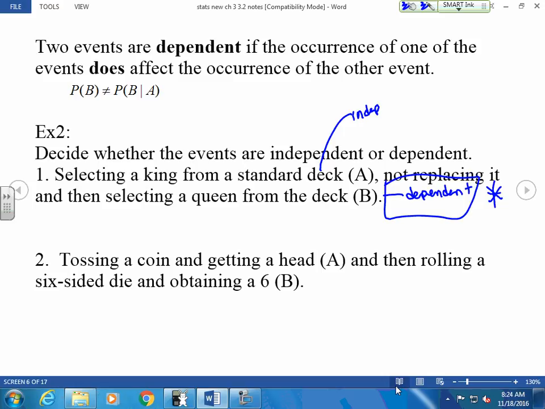Okay? Tossing a coin and getting a heads, A, and then rolling a 6-sided dice and getting a 6. Dependent? Independent. Independent because does one have any effect on the other? No. I can't hold that coin, I can't take it away, it doesn't affect my roll of my dice, or vice versa. If I rolled my dice first and then I flip the coin, still independent. It's not going to change my results.